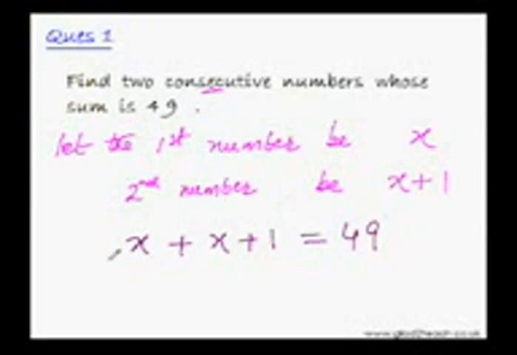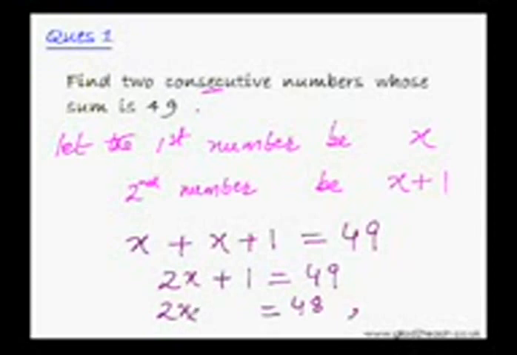Now what we have got here is a very simple linear equation, and you're already an expert at solving linear equations. This would be 2x plus 1 equal to 49, or 2x equal to 49 minus 1, that is 48, or x will be equal to 48 divided by 2, which is nothing but 24. So we have the answer, x equal to 24. That means one number is 24, and the other number would be 24 plus 1, that is 25. Question solved.